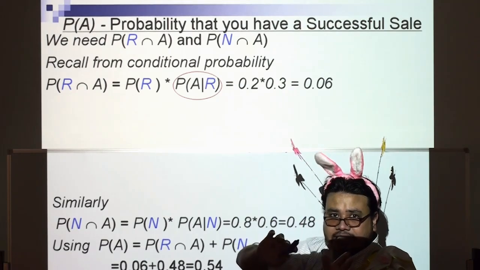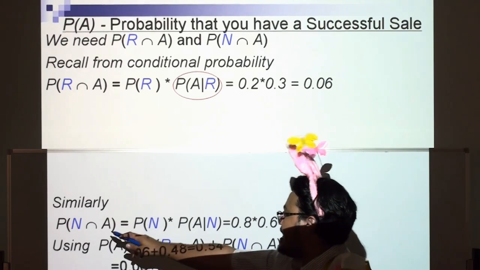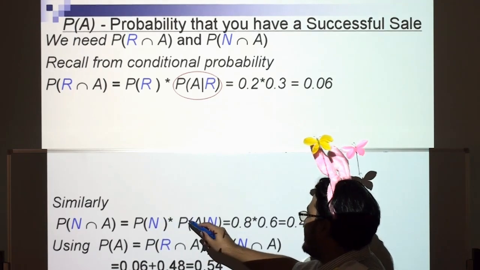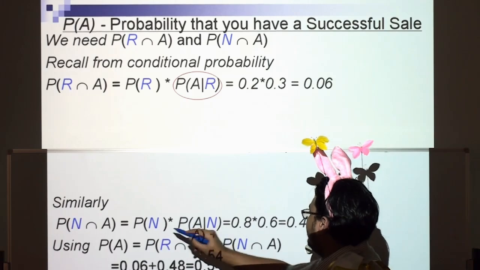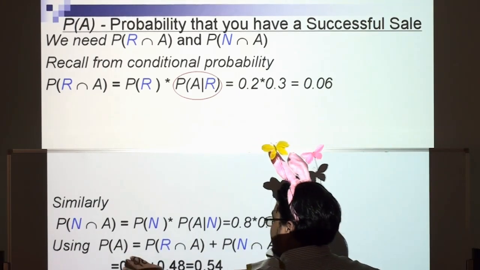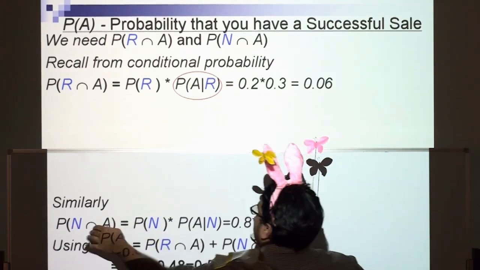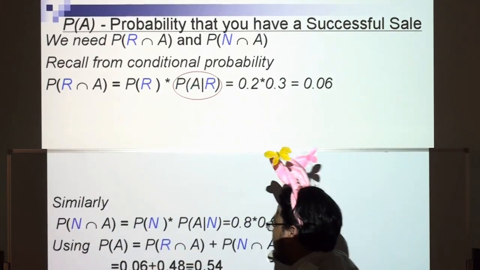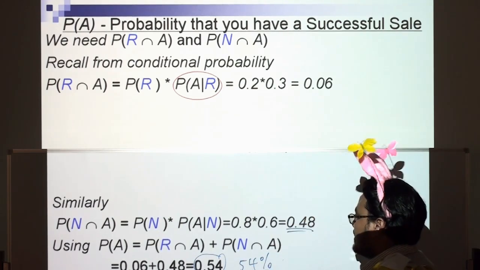Okay, go back and have a look at Bayes' theorem and the conditional probability theory. So therefore, the probability of N, no rain with success, is equal to the probability of N multiplied by the probability of success given N, which is basically 0.8 multiplied by 0.6. And here, using the probability formula, we can take this number, P(N intersect A), and we add P(R intersect A), and we get the same answer, 54%. Okay?